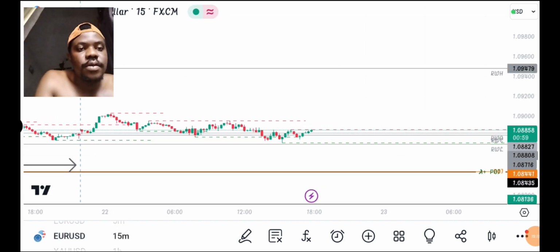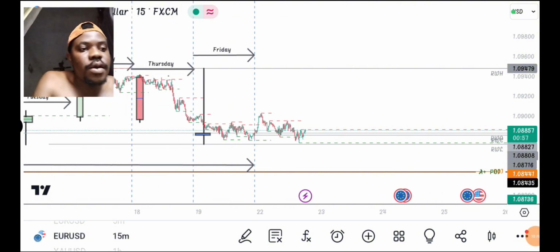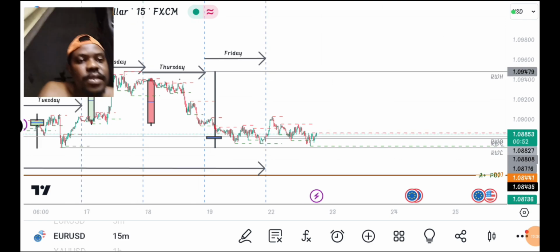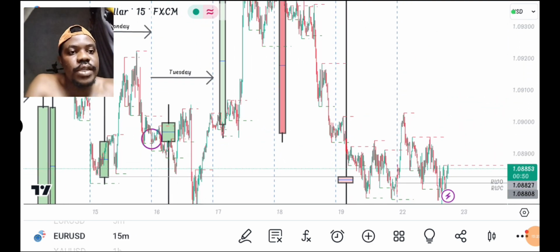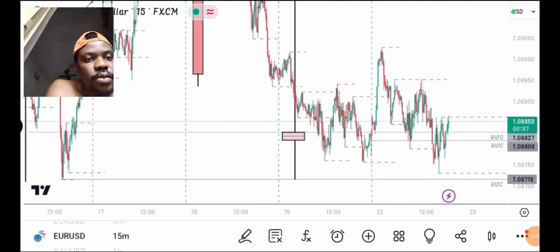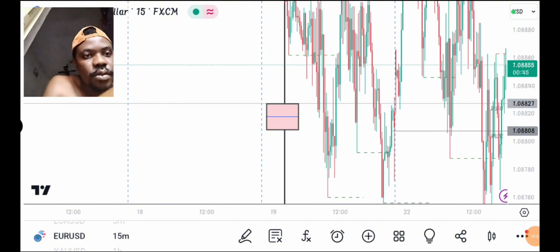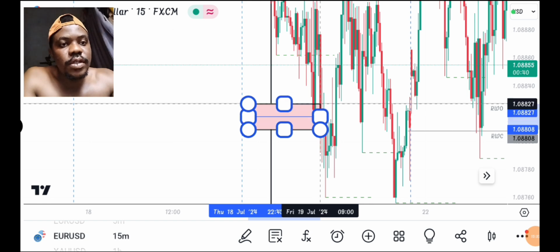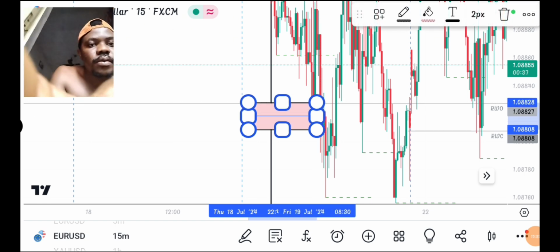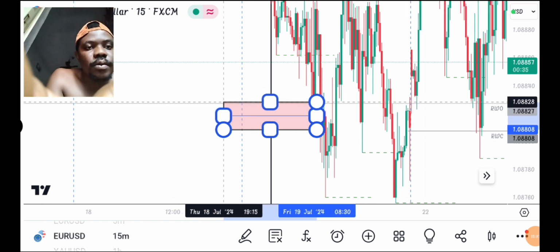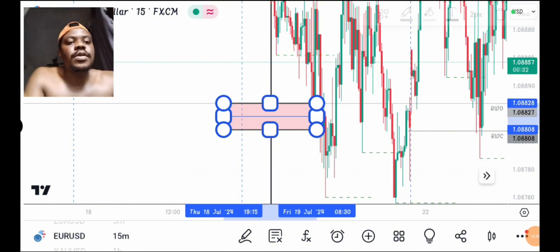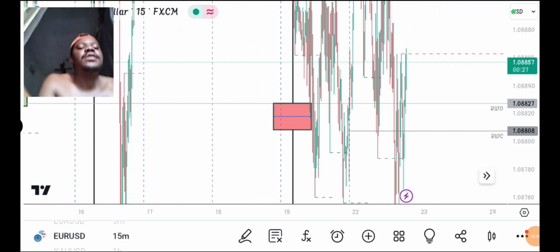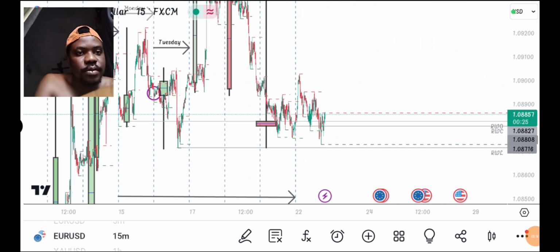Alright guys, so we've gotten our weekly candlestick, but let me make it more reddish in color and wider so that I can be able to see it. Okay, let me make it more reddish in color. So that's it, guys. That's our weekly candlestick there.